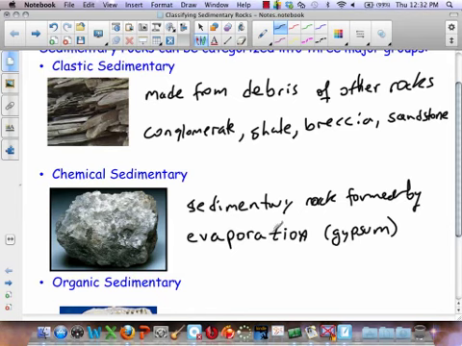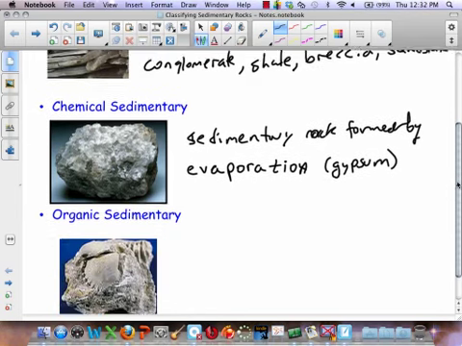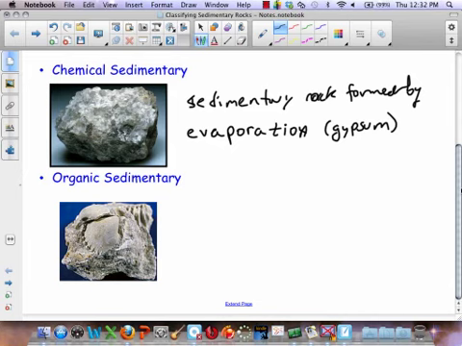And then we have something like organic. Again, think about what that means to be organic. Made from things that used to live, right? So, for example, that would be limestone. Very obvious. Anytime we have fossils, limestone, generally always be there together.